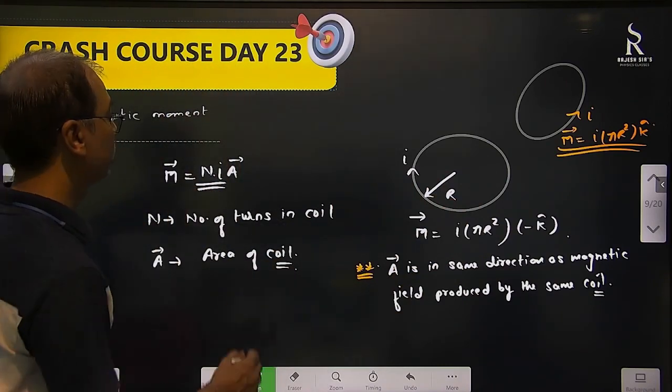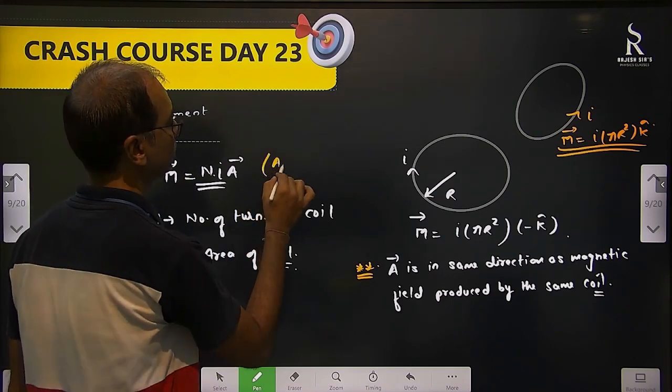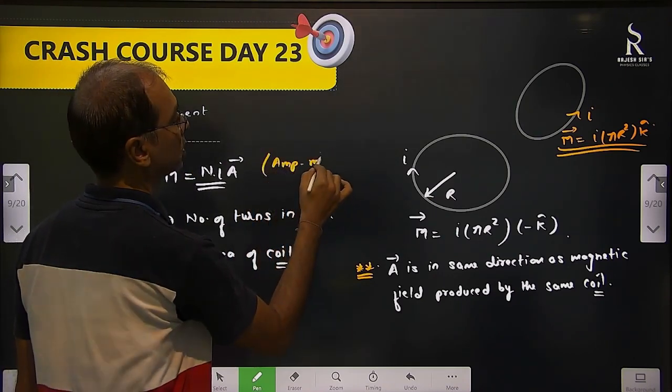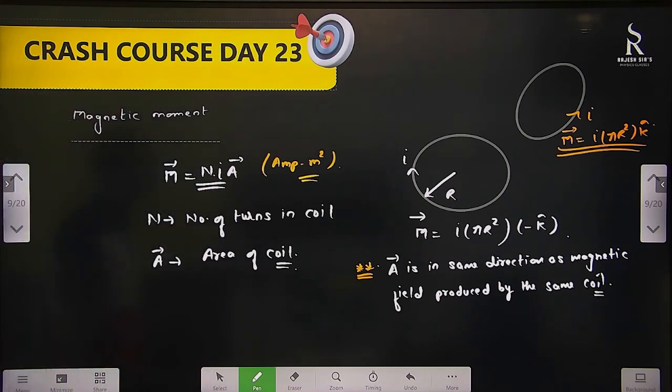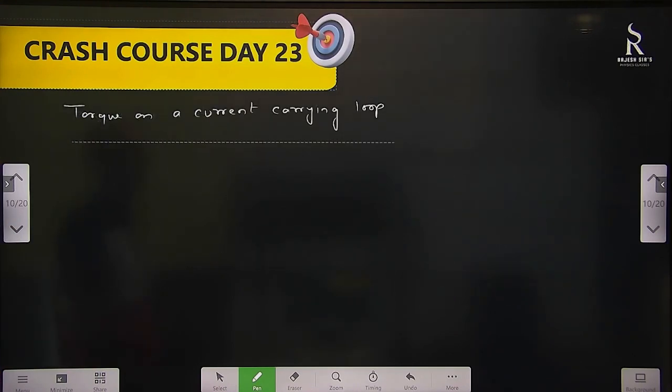What is the unit of this one? Ampere meter square. And it is a vector quantity. Magnetic moment is a vector quantity. Okay. Right. Then what we have?